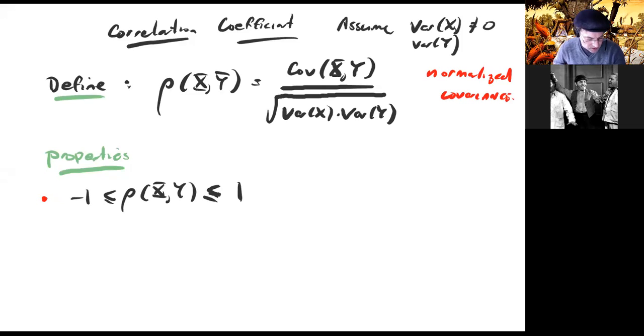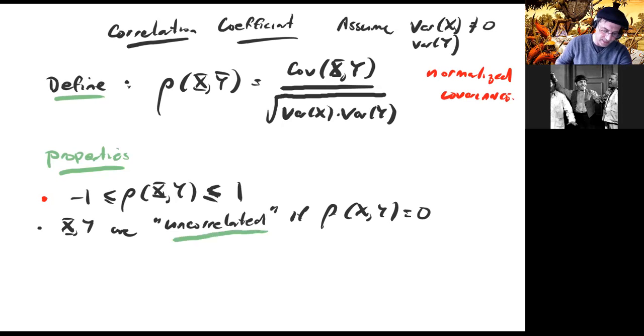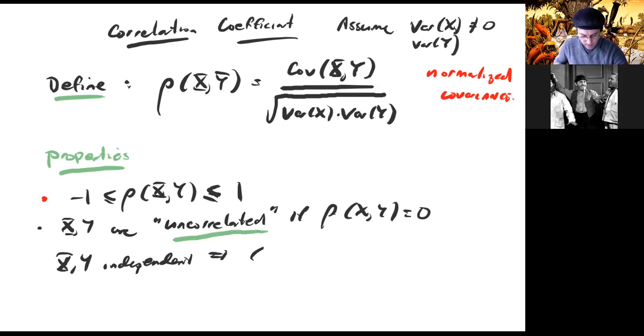Okay, so we say that X and Y are uncorrelated if rho of XY is equal to 0. So this is the term uncorrelated. And since we know covariance vanishes for independence, we know that X and Y independent implies X and Y are uncorrelated.